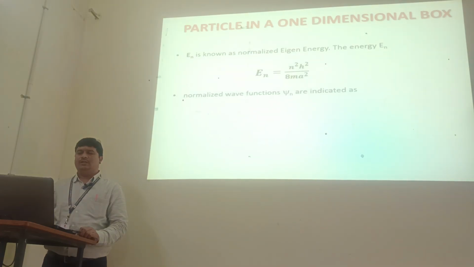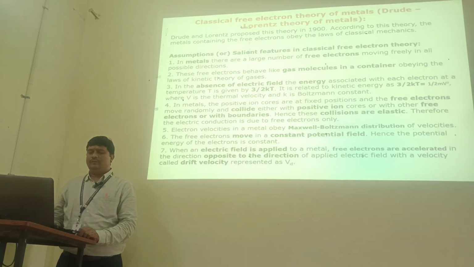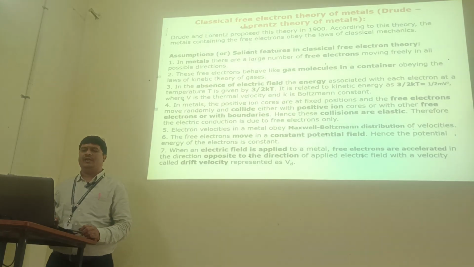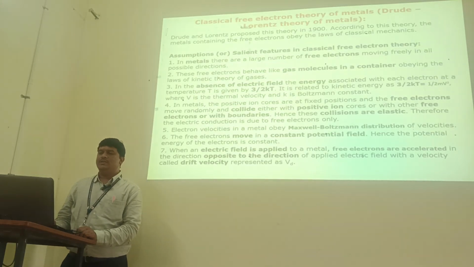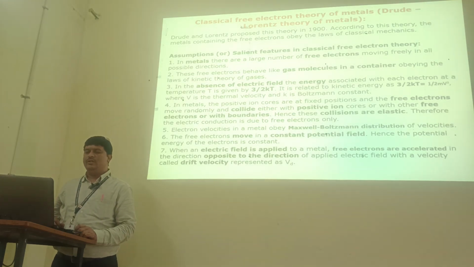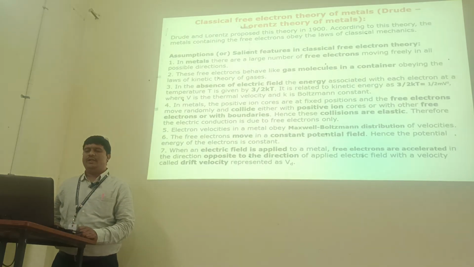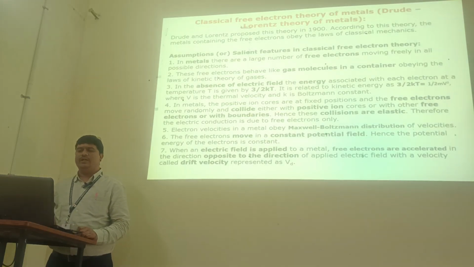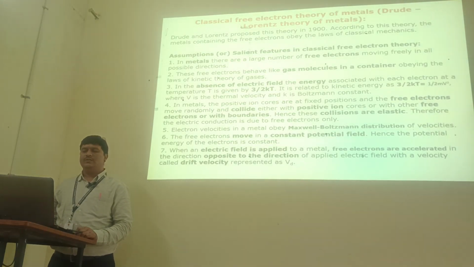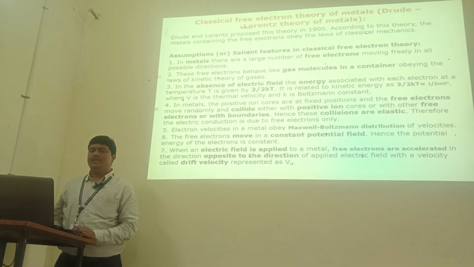Next, classical free electron theory of metals. Here, Drude-Lorentz proposed a theory for free electrons that is known as classical free electron theory. According to classical free electron theory, in metals there are a large number of free electrons moving freely in all possible directions, like gas molecules in a container obeying the laws of kinetic theory of gases.